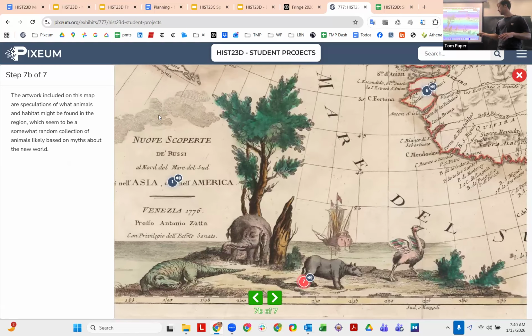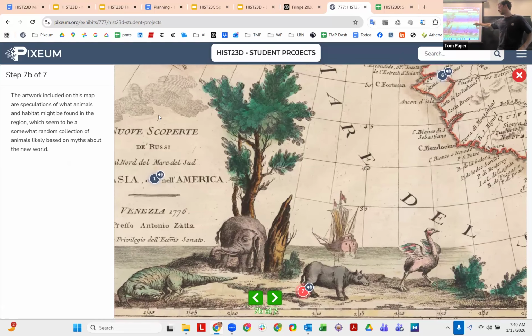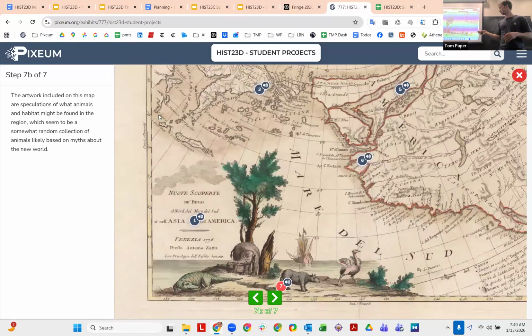And then lastly, the artwork is interesting. This is just conjecture about what he thought might be living on these lands. But you notice there are no rhinos in this area or elephants really, or this bird. I'm not really sure what that is. So a lot of this map is conjecture. So that was interesting.